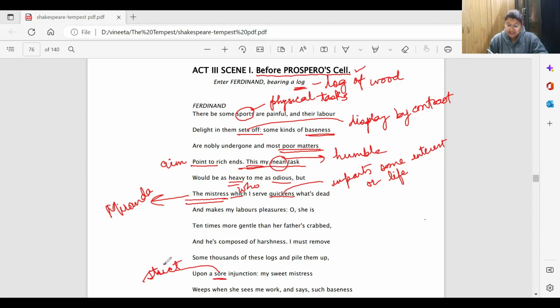Please don't mind my writing here. Actually, writing with the stylus is really difficult. So, injunction actually means punishment.